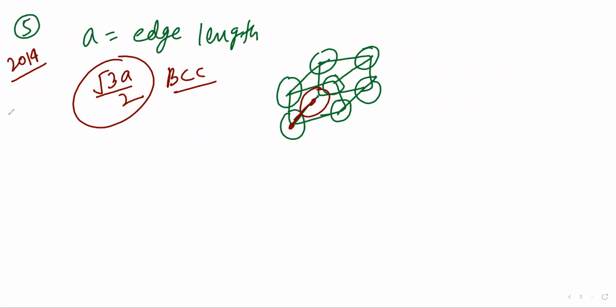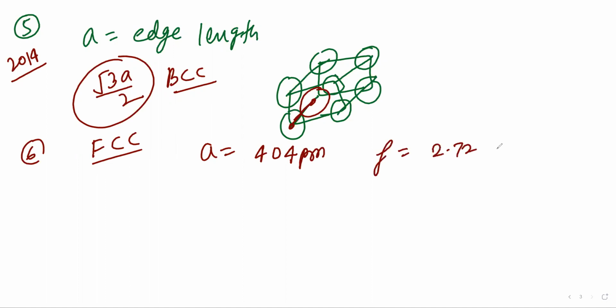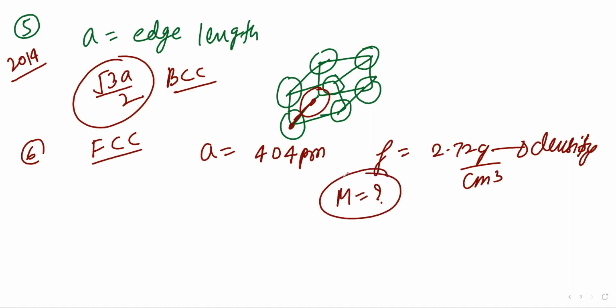Now look at question number 6. A metal has an FCC lattice, face centered cubic lattice. The edge length of the unit cell is given, that is A, and its value is 404 picometer. The density of the metal is given, that is 2.72, in the unit gram per centimeter cube. You have to find the molar mass of this metal. The Avogadro constant is given, that is 6 into 10 raised to 23 per mole.